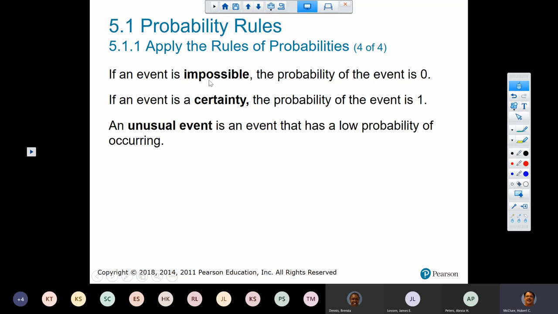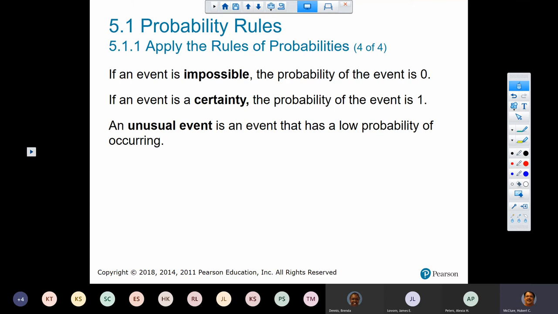If an event is very unlikely, the probability of the event is 0. Why do I not like to use the words impossible and certainty? Because it holds you down. In probability and statistics, those words are not used a lot. You know another word that's not used? Perfect. Why? Because nothing is perfect. Words that hold you down are not used.